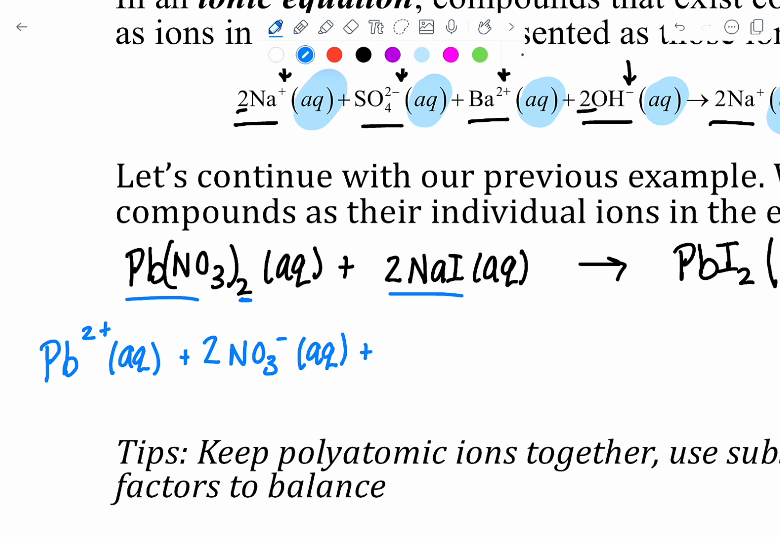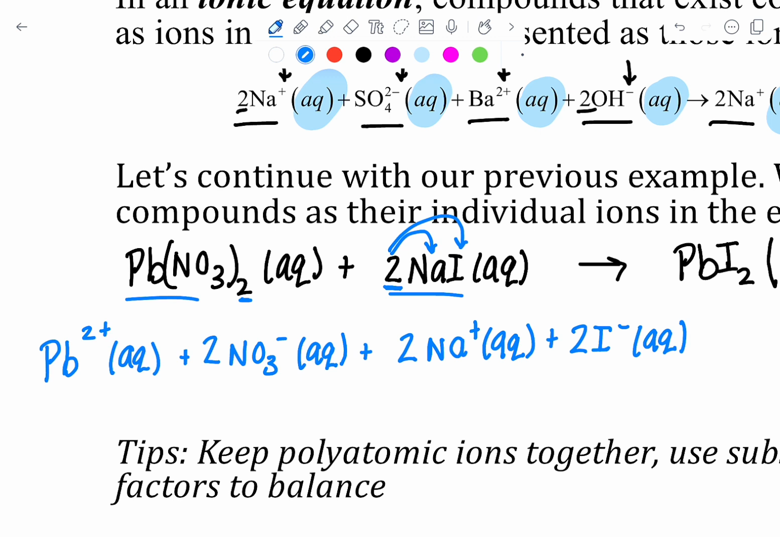Next up, we have NaI, sodium iodide. We're still going to use that 2. It's going to apply to the sodium ions and the iodide ions as well. So we're going to have 2 Na plus AQ and 2 I minus ions AQ. So that's our reactant side of our ionic equation.